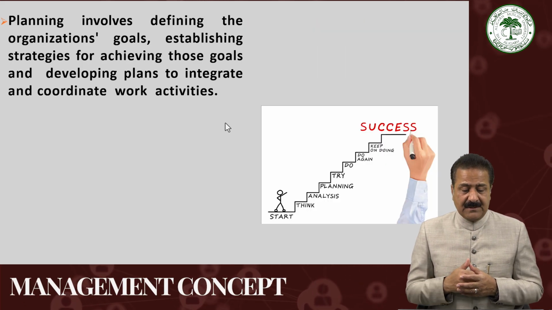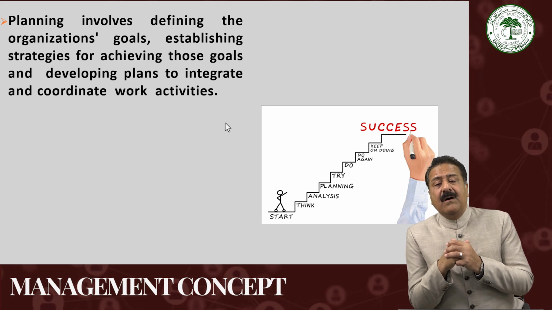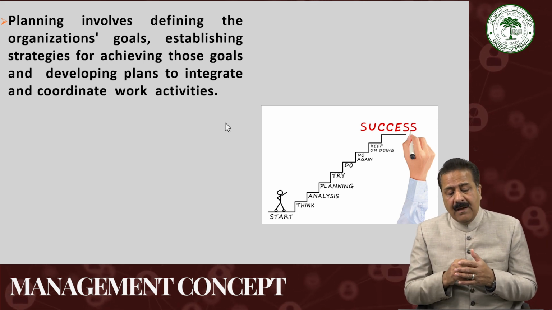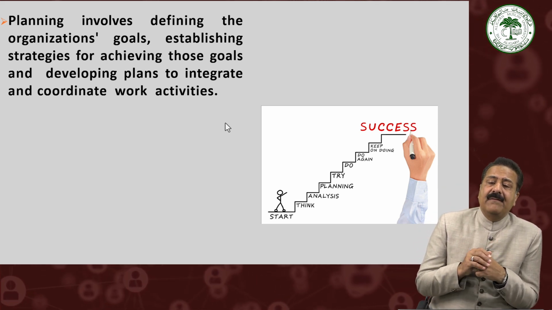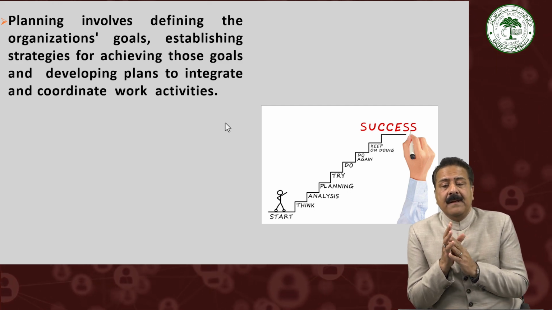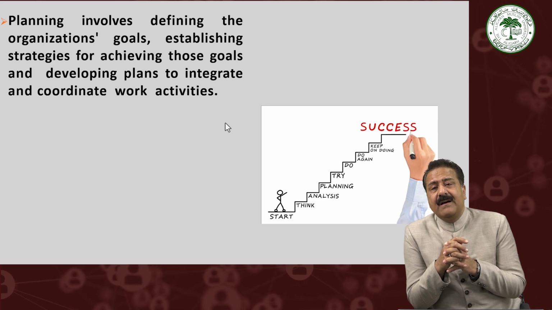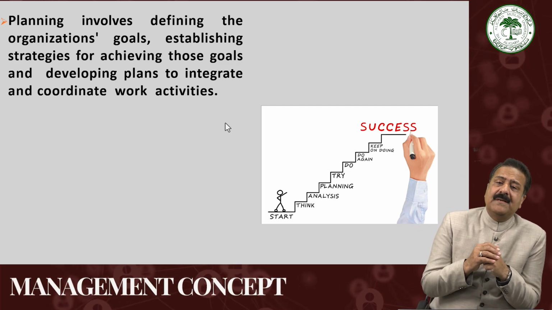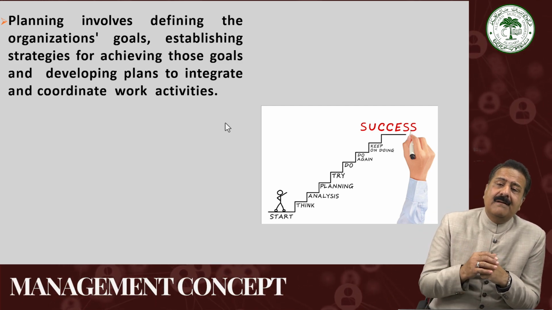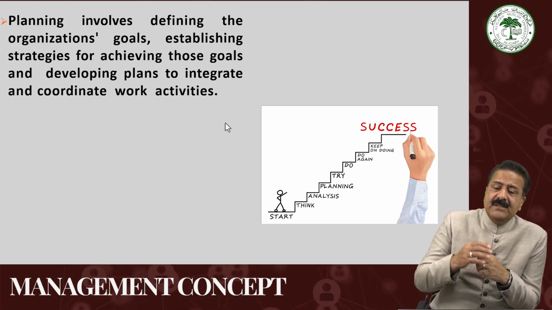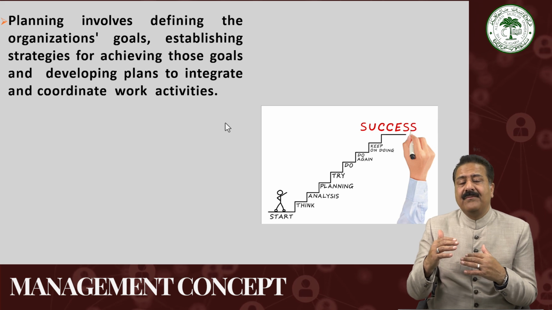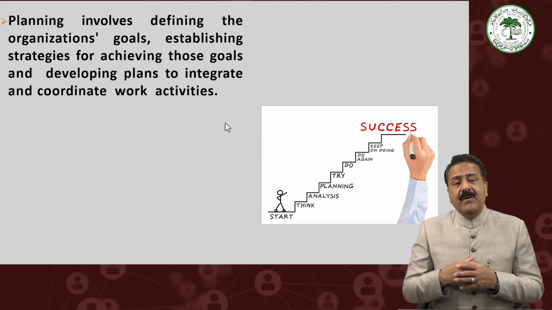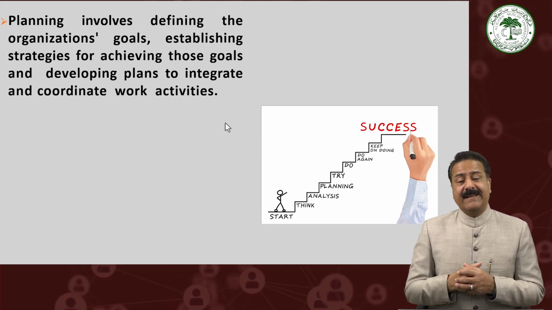That's why we call it a pervasive function, because it involves defining the organization's goals, establishing strategies for achieving those goals, and developing plans to integrate and coordinate different kinds of activities. Students, the success of every organization depends upon certain steps it takes. In an organizational system, before something is started and it reaches the success level, a number of issues and considerations are there that we have to think about seriously. Then only we will be able to reach the highest stair of success.